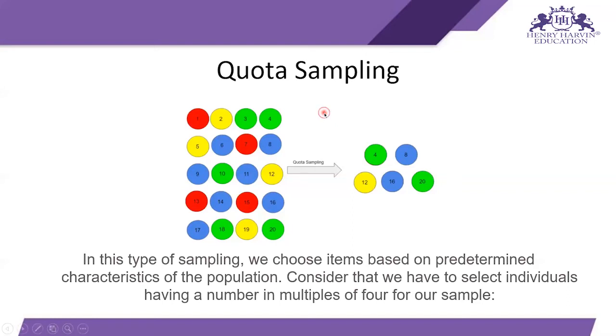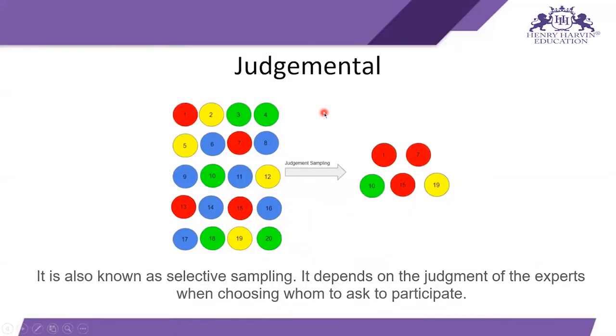Next comes judgmental sampling. It is also known as selective sampling. It depends on the judgment of the experts when choosing whom to ask to participate. So these are the points.